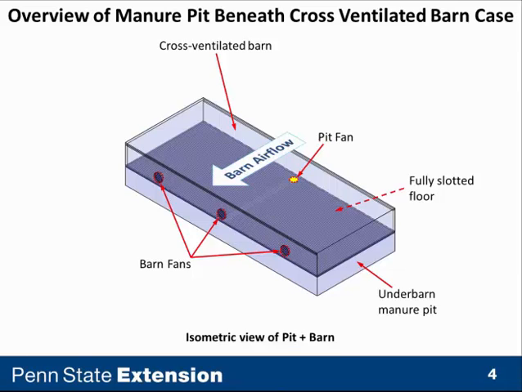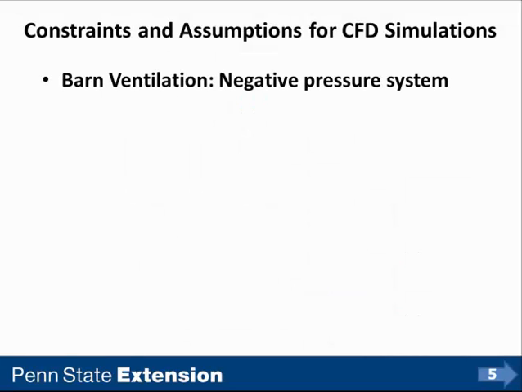The barn airflow is basically a cross flow. I understand that there are some recirculatory patterns inside that barn, but the primary airflow direction is from the backside wall towards the ventilation fans. The air enters through air slot inlets at the eaves or at drop inlets, which we'll look at later on. The constraints and assumptions for this CFD simulation: the barn is ventilated with a negative pressure system, always.